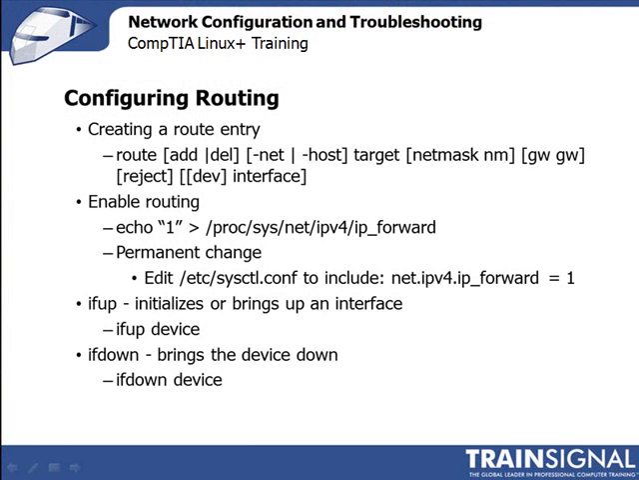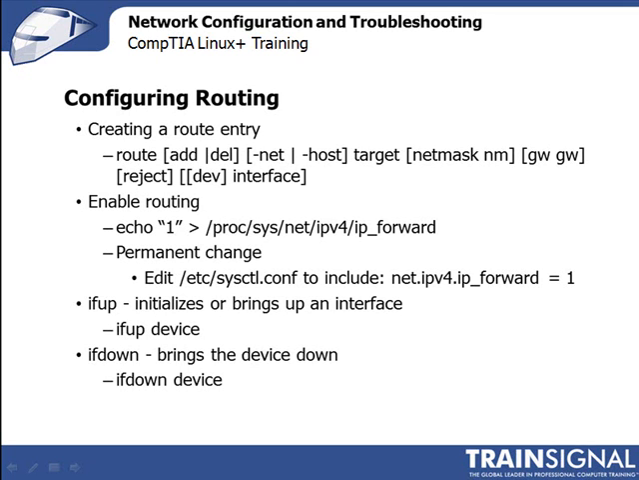Now we've talked about both the ifconfig and the route command, but there are two additional tools that combine their functionality, and they are ifup and ifdown. Ifup is used to initialize or bring up an interface, and it uses the syntax ifup followed by the device. For example, ifup space eth0. Ifdown does the opposite and brings the device down, and it follows the syntax ifdown space device. Now when you're troubleshooting, which we'll cover in a moment, being able to quickly take the network up or down can really come in handy.